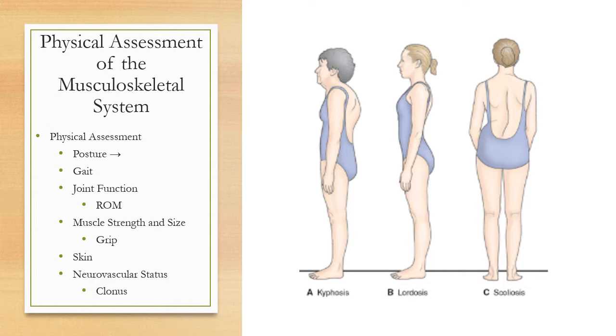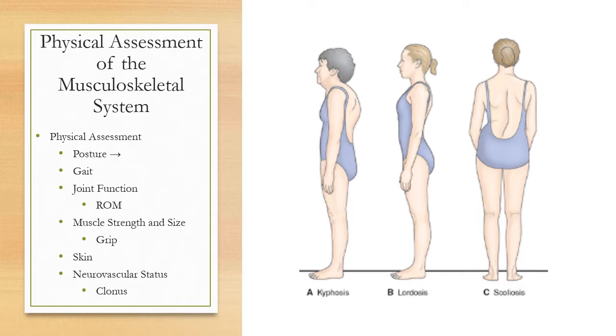Lordosis is that curvature at the lower part, and it's normal to have some lordosis of your lower back. Okay, that person in the middle has a good posture. Some people can have really significant lordosis, but it's normal to have some lordosis in the lower back. And lastly, scoliosis, where the spine is not perfectly straight. And looking at this image on the right, C, you can see that there's curvature of the back. So there's lateral curvature of the back, and we call that scoliosis.